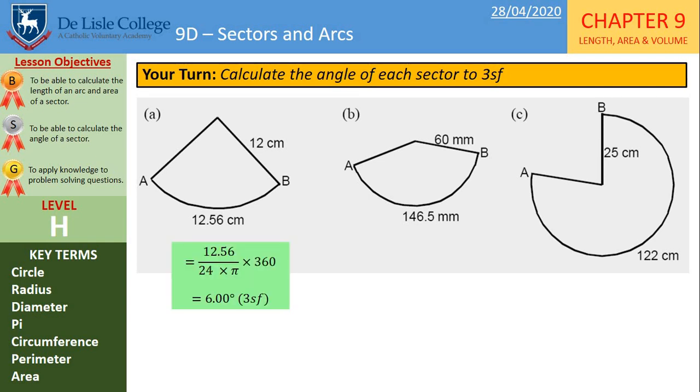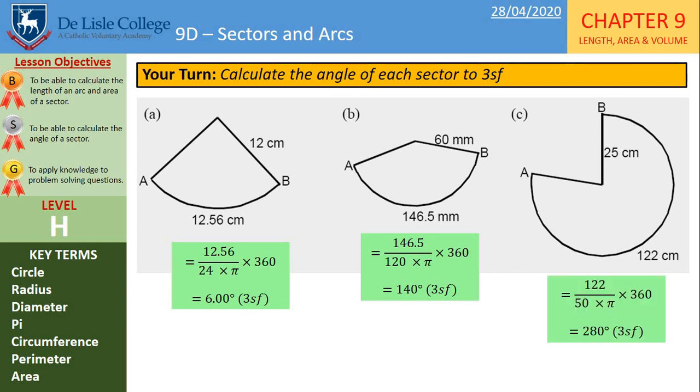Question A is 6.00 degrees. Now we've got to have the 00 to show that we've correctly rounded to 3 significant figures. You can see the working there, so you know what you need to do. Question B, to 3 significant figures we have 140 degrees. And question C, to 3 significant figures we have 280 degrees.